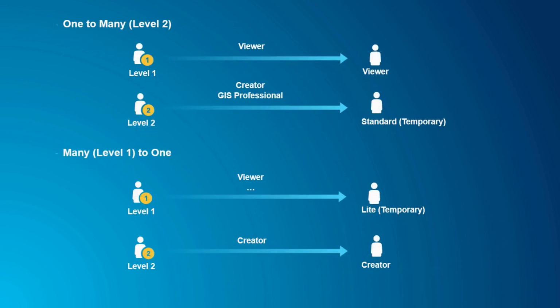So then we get into some mixed cases. If you have one compatible user type for level 1 and multiple compatible user types for level 2, your level 1s will become the viewer and your level 2s will become the standard temporary. Similarly, if you have multiple user types compatible with level 1, they will become light temporary, and with a single user type compatible with level 2, they will become the creator. Again, I know it's a little confusing, it's a little hard to digest in a couple minutes, but if anybody needs more clarification on this, we can talk about it after for sure.